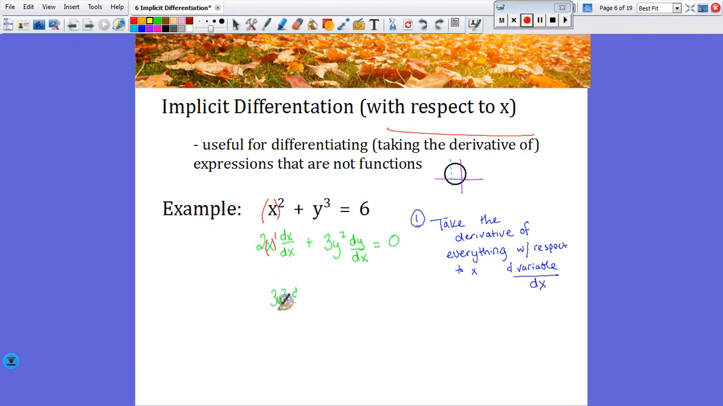So here, the next thing we're going to do is we're going to move the 2x to the other side. The reason why my dx over dx goes away is because I have basically 1 right here. This is 2x times 1. And I'm subtracting that to the right side of the equation. And then I am going to further isolate dy dx by dividing both sides by 3y squared. So our derivative of this expression is dy dx equals negative 2x divided by 3y squared. So our second step would be isolating dy dx.